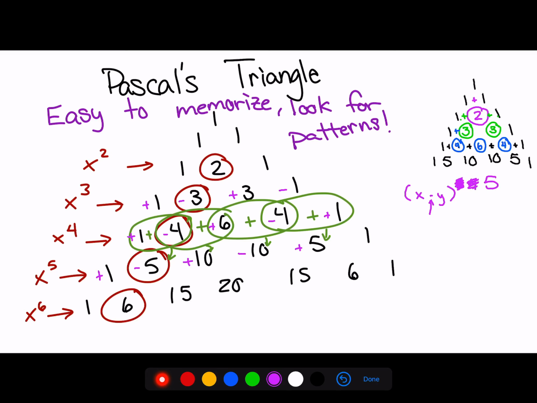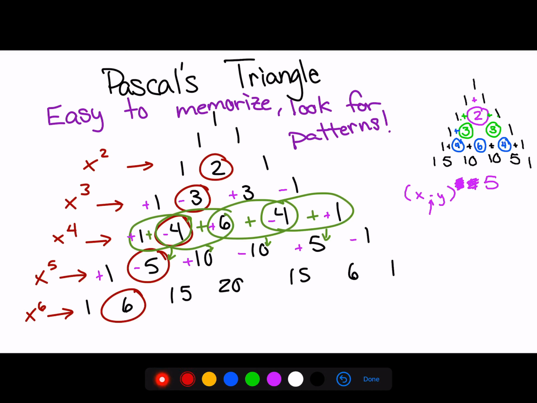That's all that's happening. So if this is a minus sign, and only if this is a minus sign, we'll alternate our signs as we go through. If this is a positive sign, everything's going to be positive. If this is a negative sign, we alternate.